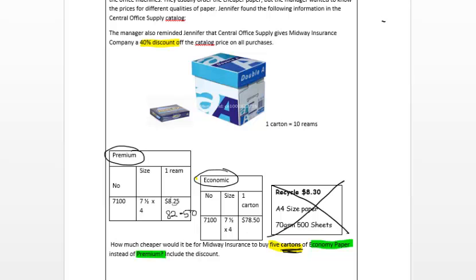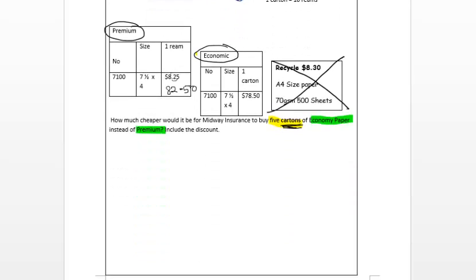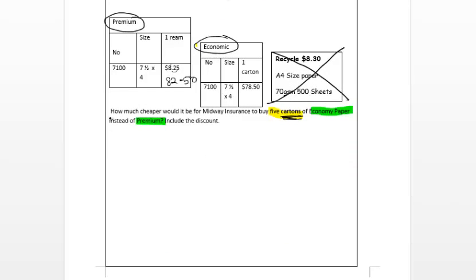Step 1. We will need to find the difference of 1 carton, so the difference of price. So we need to minus $82.50 minus $78.50. This will give me $4. The difference is $4. So the premium paper is more expensive by $4.